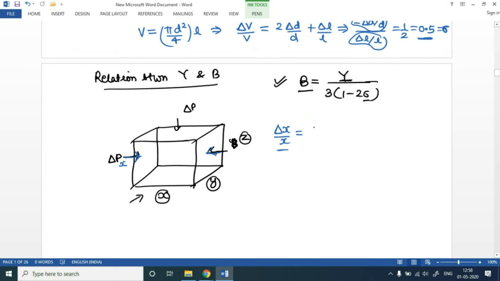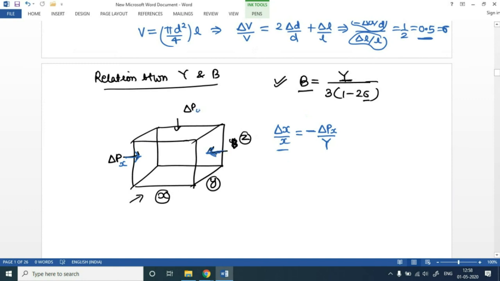So we can simply use Y equals stress by strain. Strain is equal to stress upon Y. The stress on this side is delta Px, divided by Young's modulus. Why are we using this negative sign? Because the length is decreasing due to this delta Px, as that is compressive in nature.